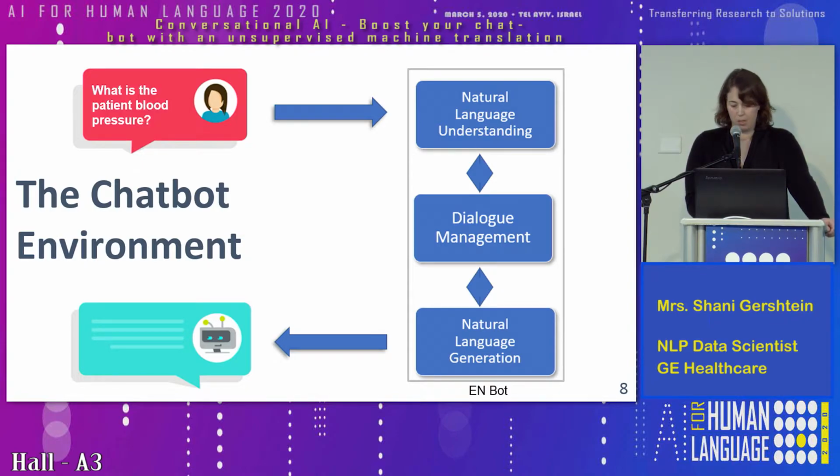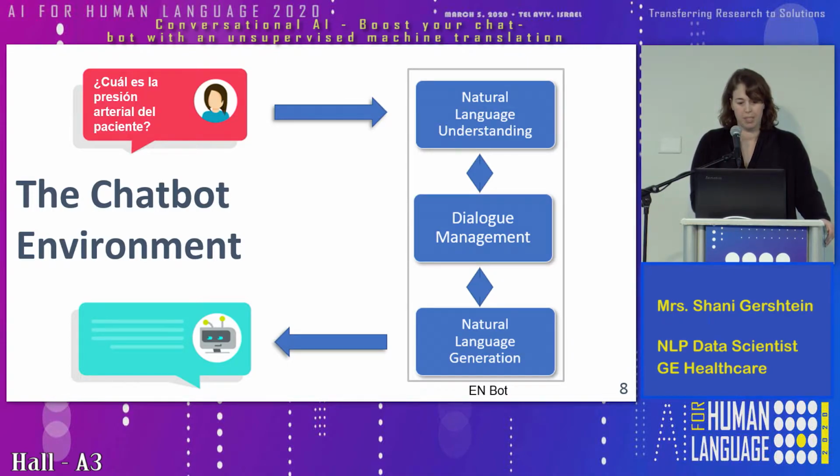So let's take a look at this example. What is this patient's blood pressure? The understanding part gets that the user wants to fetch data, and the data is the blood pressure for the specific person, which is the patient. And after we run our English flow, we get the response.